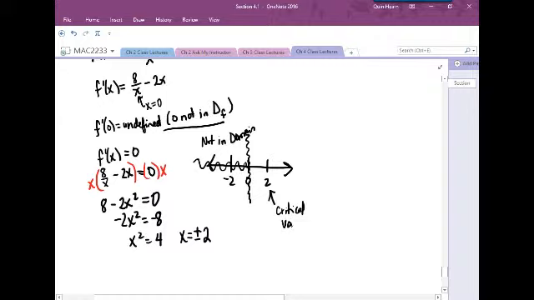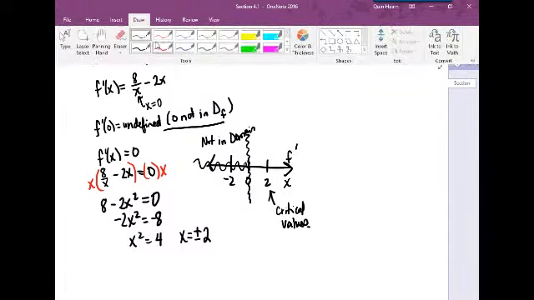So we're not going to use any of those values. We're only going to focus on things to the right of 0. So 2 is really the only critical value, because remember, critical values are where the derivative is 0 or undefined, but the function is defined. I do want to mark this is the first derivative sign graph.